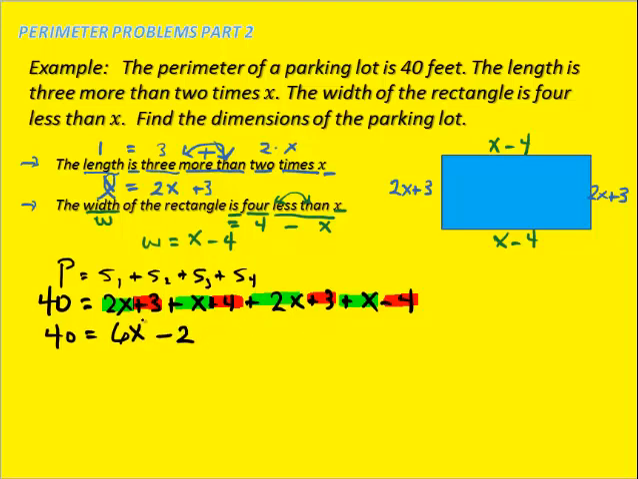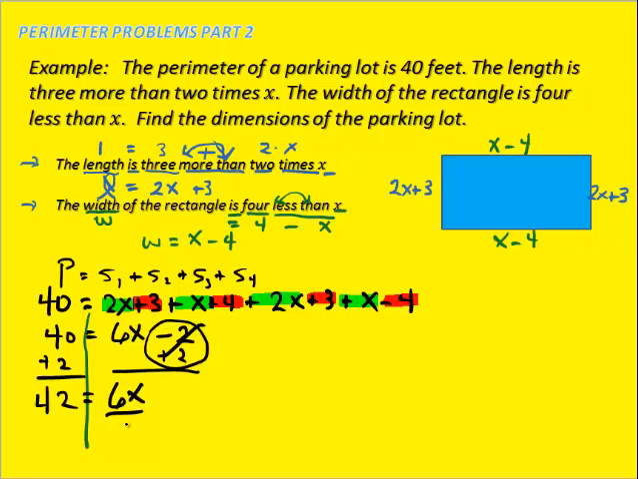And now I'm just going to solve this equation. It's a 2-step equation, so I'm going to solve it for x. I'm going to start by adding 2 to both sides so that I zero that out. If you'll remember, that becomes 0. And I'm left with 42 equals 6x. My last step is divide by 6. And I get 7 equals 1x.